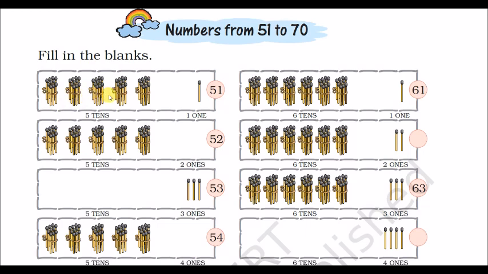5 tens and 1. Then 20, 30, 40 and 50. And 1, 5 and 1, 51. 10, 20, 30, 40 and 50. 1 and 2, 52.